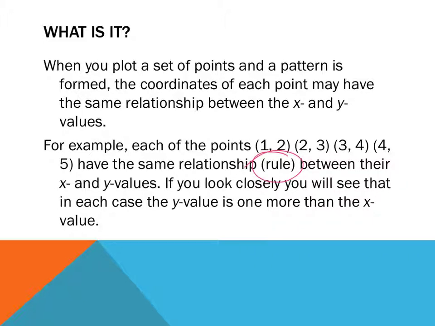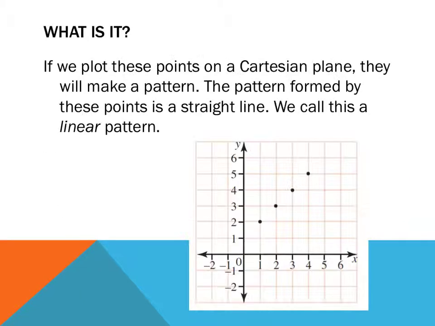If you look closely at these numbers, 1, 2, 2, 3, 3, 4, 4, 5, you can see a pattern. The pattern is that the y value is always one more than the x value. If I was to plot those points, they would go up in a straight line. If we plot these points on a Cartesian plane, they make a pattern, and the pattern they're making is a straight line that goes up like this. We call this by a particular name. It's called a linear pattern. As soon as anything's forming a line, it's called a linear pattern.